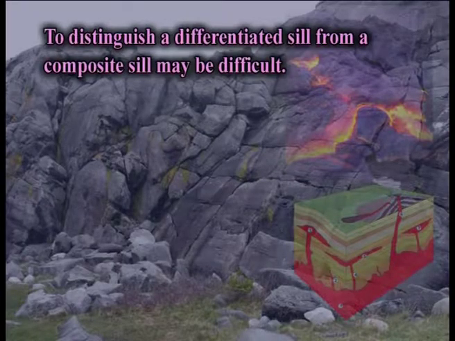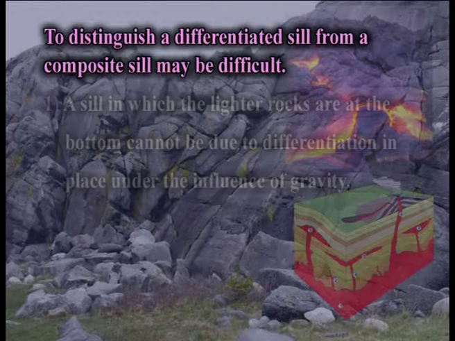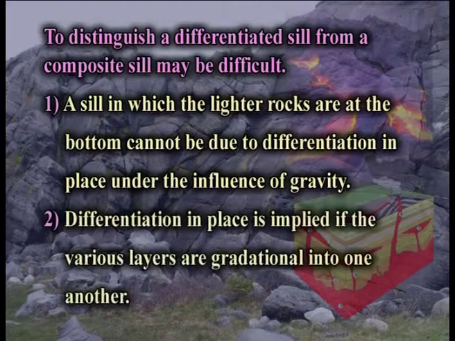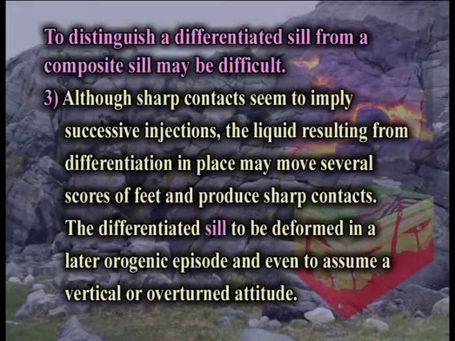magma tend to rise. To distinguish a differentiated sill from a composite sill may be difficult. 1. A sill in which the lighter rocks are at the bottom cannot be due to differentiation in place under the influence of gravity. Number 2. Differentiation in place is implied if the various layers are gradational into one another. Number 3. Although the sharp contacts seem to imply successive injections, the liquid resulting from differentiation in place may move several scores of feet and produce sharp contacts.